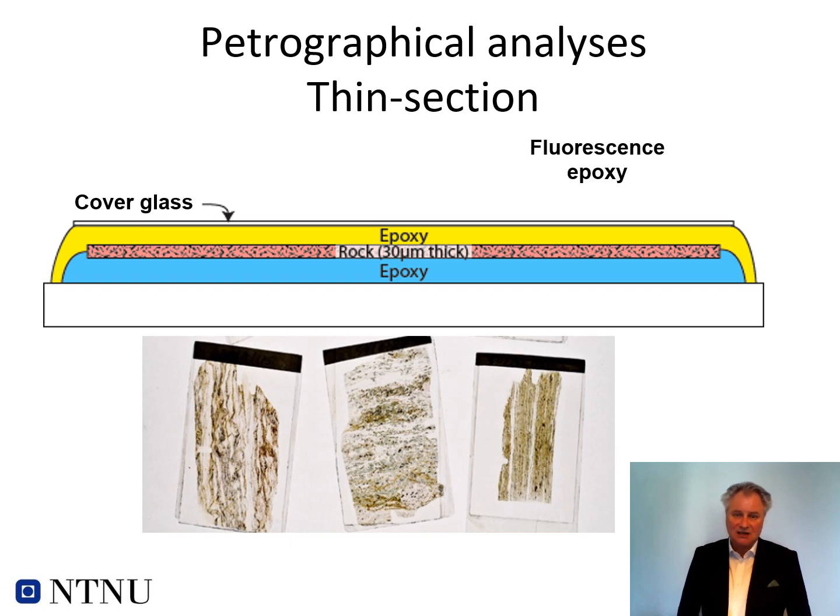A thin section is where you take the concrete and grind it very fine, down to approximately 30 micron thickness. And you put epoxy and glass on both sides of that very thin slice of concrete or rock, but in this case the concrete. And then you have a thin section, and you are able to see through the rock, through the concrete, when you put it into a microscope.